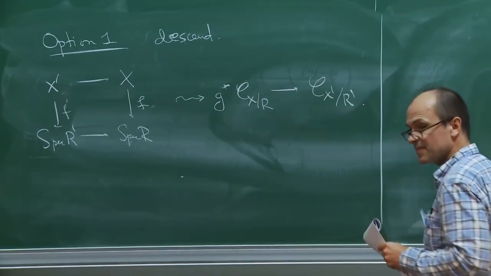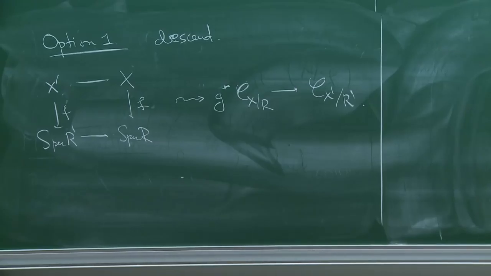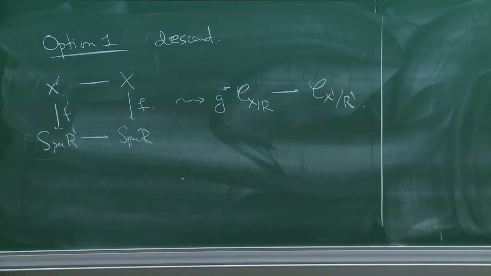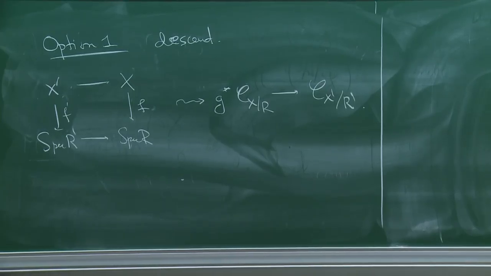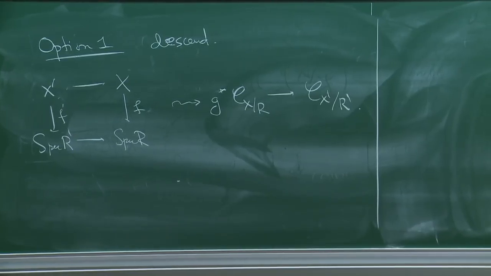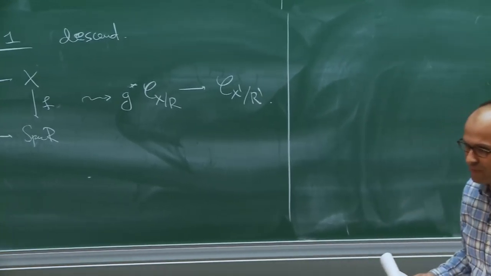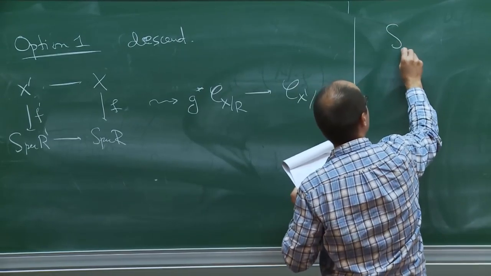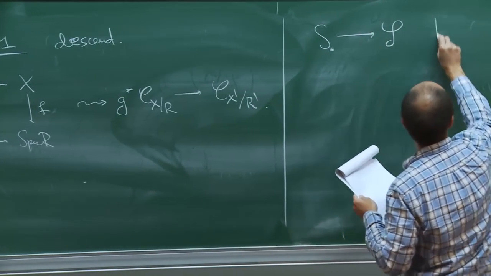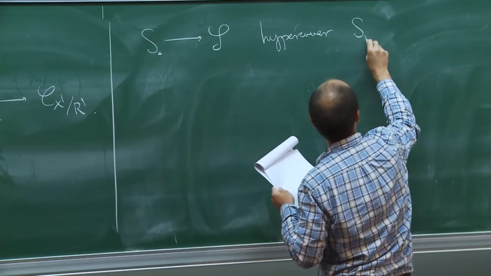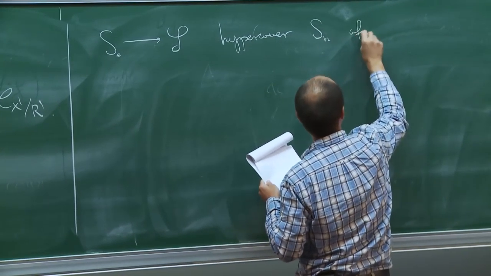So you're trying to define the kind of naive derived tensor. Yes, it's just this one, because for the other one you will have extra choices of which kind of simplicial resolution, or some other. Okay, so let's take a hypercover with the S_n affine schemes, say.